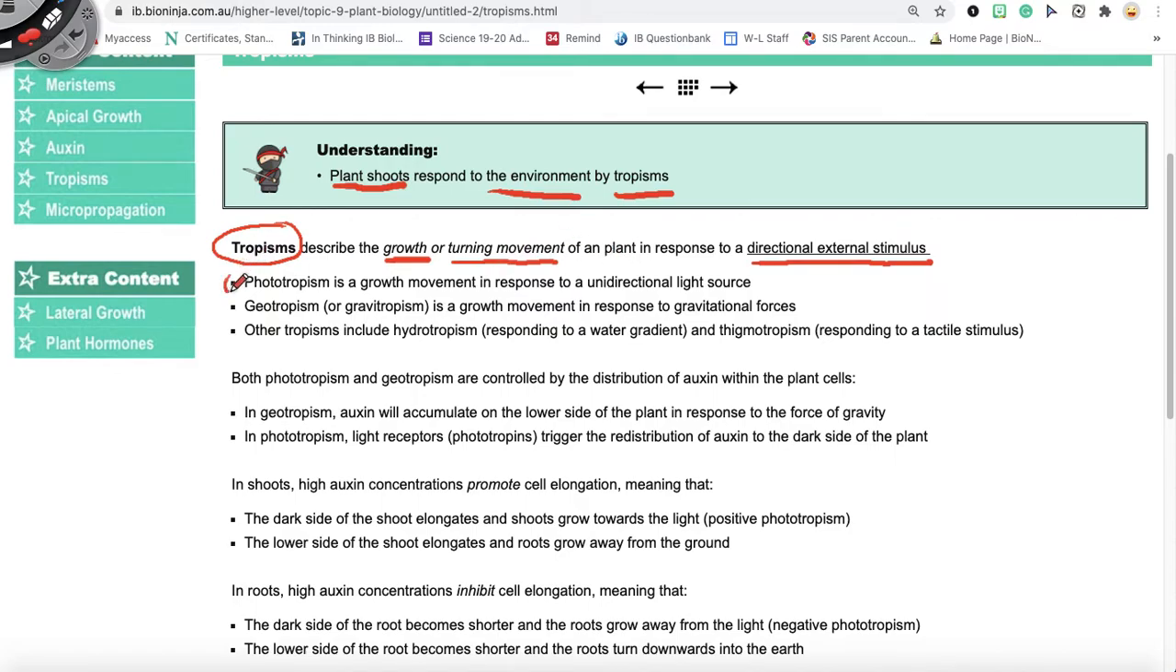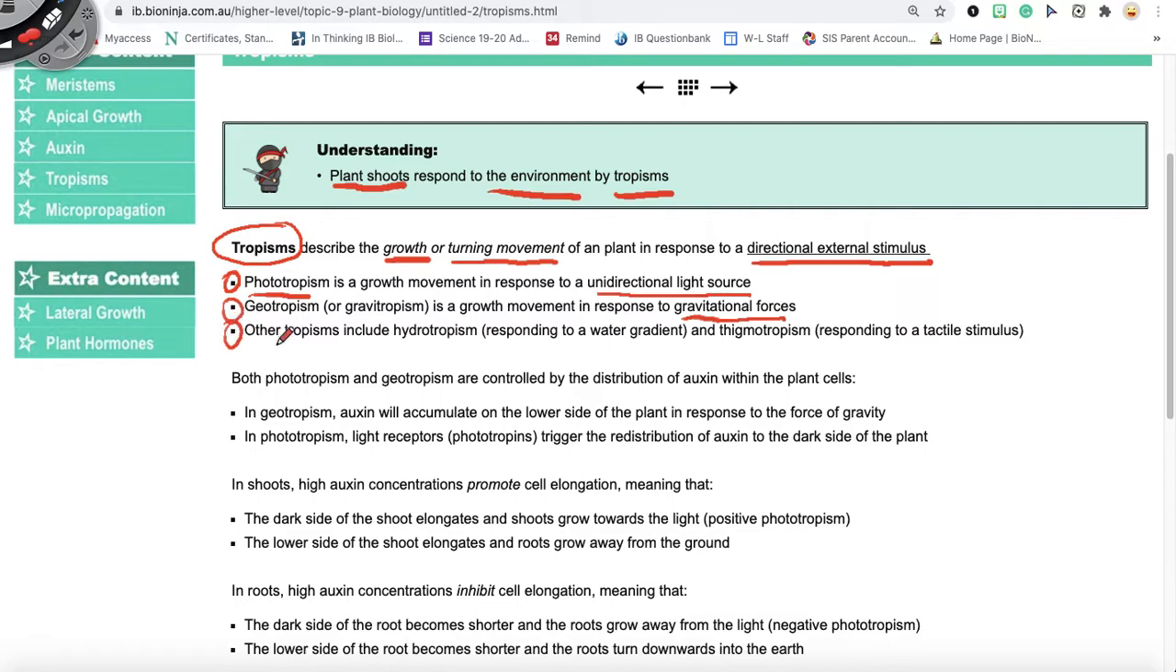So for example, in phototropism, the growth of the plant is in response to a unidirectional light source. So it's in response towards light. The plant is going to grow towards the light. In geotropism, which is also known as gravitropism, there is movement in response to gravitational forces. So in this case, the roots are growing towards gravity, and the shoot is growing against gravity.